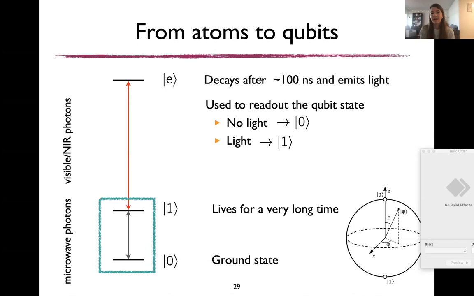So if I prepare my qubit in state zero and I shine some light, I will not excite the atom, so I will not measure any light. So I will know that the atom was in state zero if I measure no light. Then if I am in the state one and I shine some light, the atom will get excited and then it will emit some light. So I will know that I was in state one. This is what we do to know what the state of the qubit was based on the light that it emits.